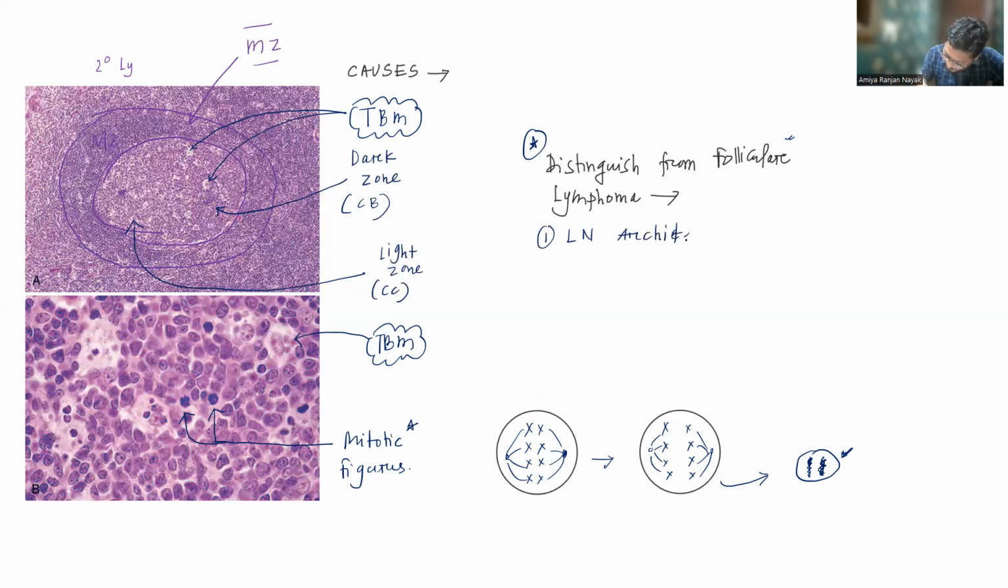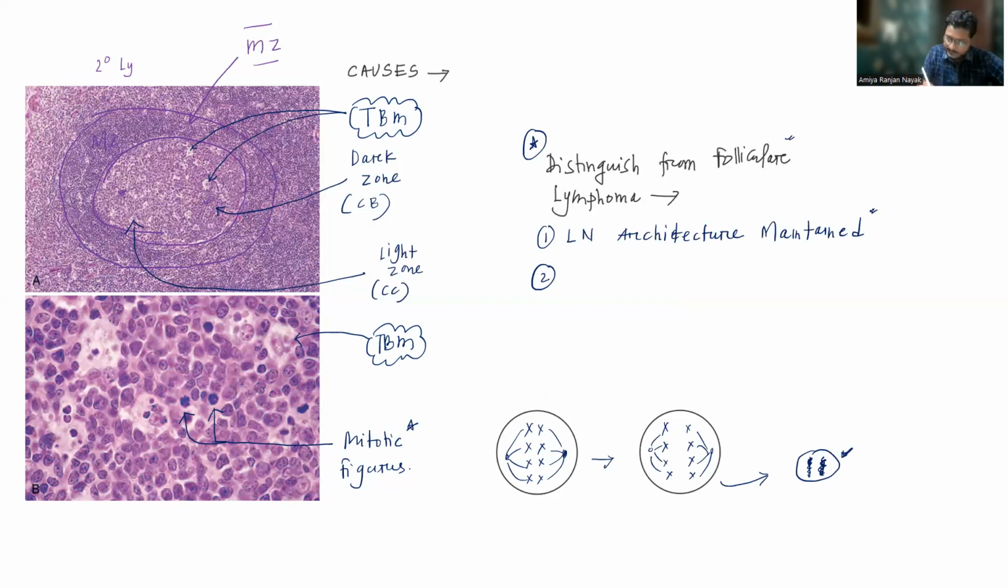The lymph node architecture is maintained in follicular hyperplasia. That means in follicular hyperplasia, you can clearly distinguish the cortical area, the paracortical area, which contains the T cells, and the medullary area. So all those structures are maintained. So lymph node architecture is maintained.